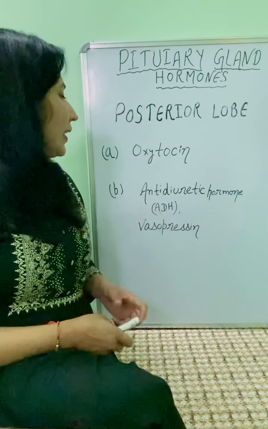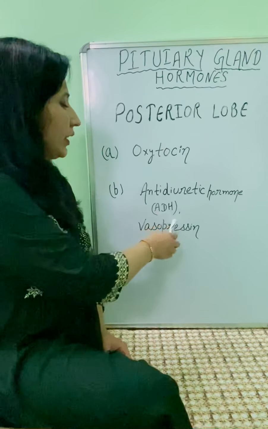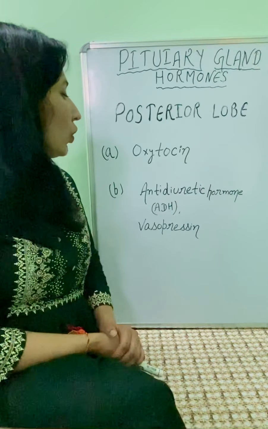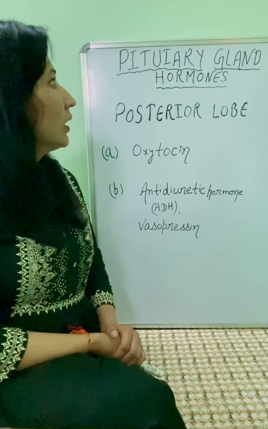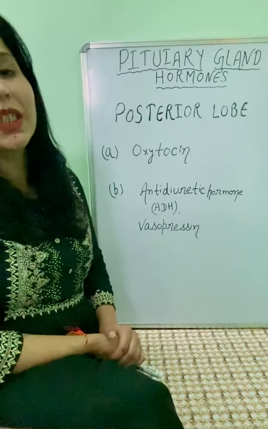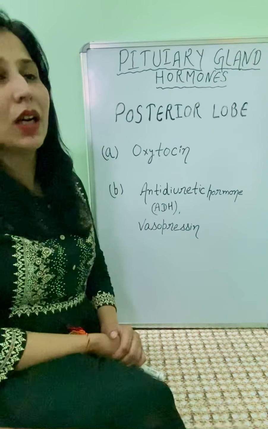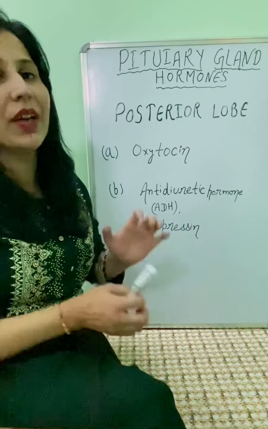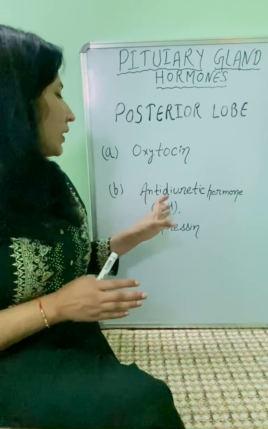Next is the anti-diuretic hormone. As I already told you, it's also called vasopressin. It's also secreted by the hypothalamus but stored in the posterior lobe of the pituitary gland. Whenever needed, it is secreted into our body.